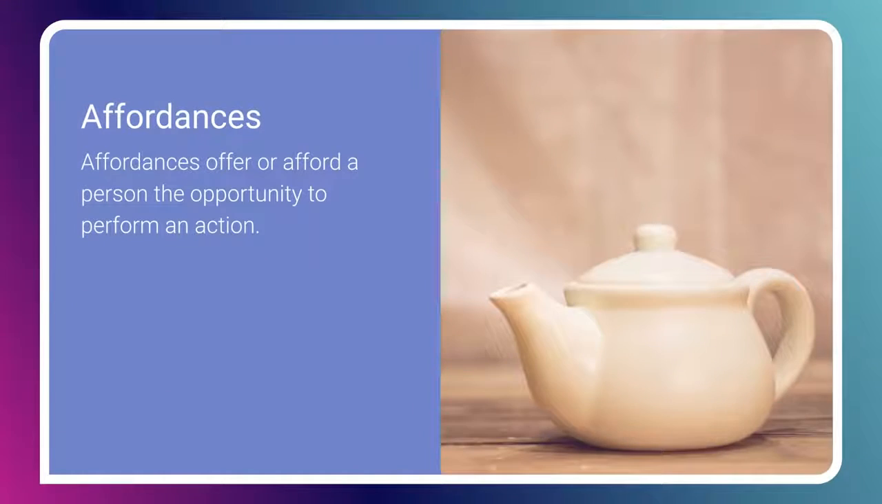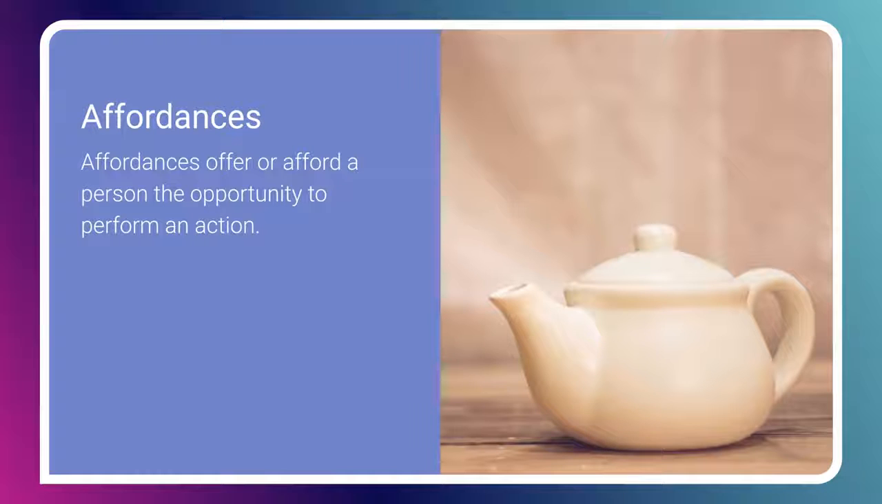And so in order to understand why semantics are important, it's first good to understand this idea of affordances. So follow me over here to my laptop. I've got some slides I want to show you. Basically, an affordance is something that offers a person an opportunity to perform an action with some sort of physical object. And a good example that we often use is a teapot.